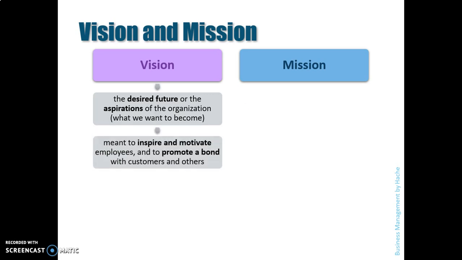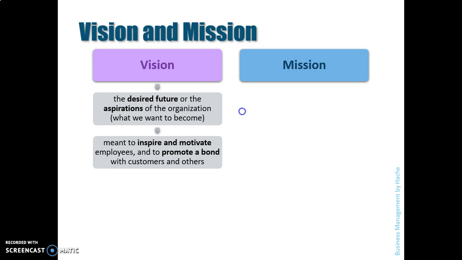It is meant to inspire and motivate employees, and it's meant to promote a bond with customers and all the others that are outside the business. When members inside the business read the vision, they should be inspired and motivated to reach that desired future, to make it true. On the other hand, the vision also declares the philosophy of the business. Therefore, it should find connection with what customers and other interested organizations outside the business share in common with your business.